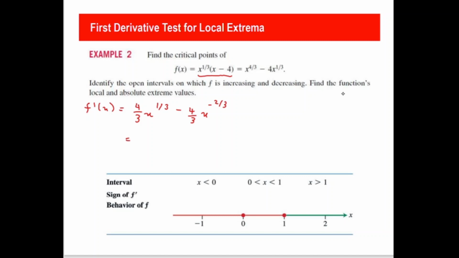And of course, we can further simplify this. We can bring out 4/3 from both terms, and then I can also bring out x^(−2/3) times (x − 1). You can do some rearrangement to have it in this form: 4(x − 1) over 3x^(2/3), because here we have negative 2/3.